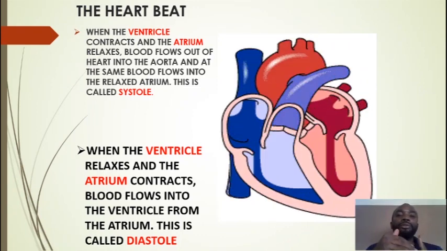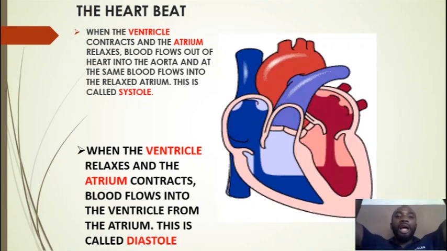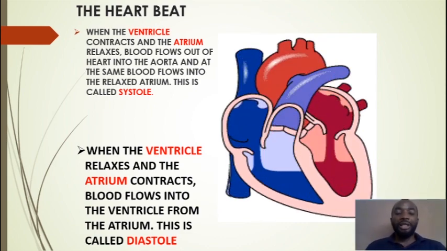So in diastole, you know what happened? The ventricle will do what? Relax, like expand, relax, and receive blood. While the atria will compress, will do what? Compress or contract and push blood into the ventricle. In systole, the ventricle will do what? Contract and push blood out of the heart, while the atria will do what? Relax and receive blood into the heart. These are the things that happen.